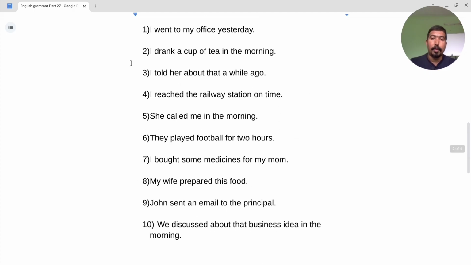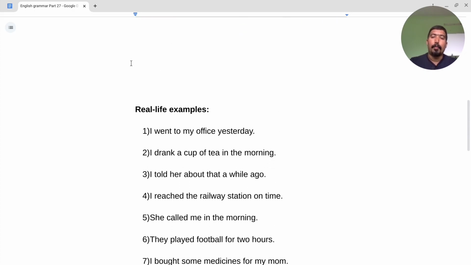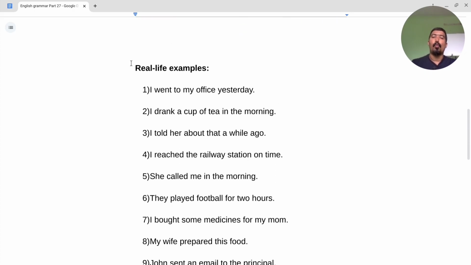I think I forgot to write the format here. Format is, I will come to that. I went to office yesterday. Here, this is a completed action. Today I am talking about what I did yesterday. I went to my office yesterday.